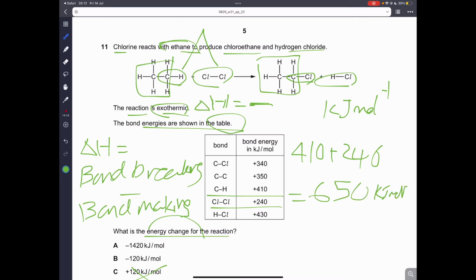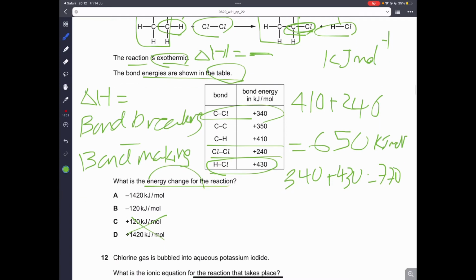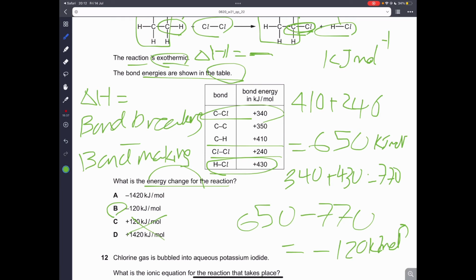Now for the bond making, we only have to see the bonds which are changed, which is the C-Cl and the H-Cl. So we have to look at the H-Cl and the C-Cl, which is 340 plus 430. This gives us 770. Now remember, bond breaking minus bond making, so 650 minus 770. Then this is going to give us negative 120 kilojoules per mole, and therefore B is going to be the correct answer.